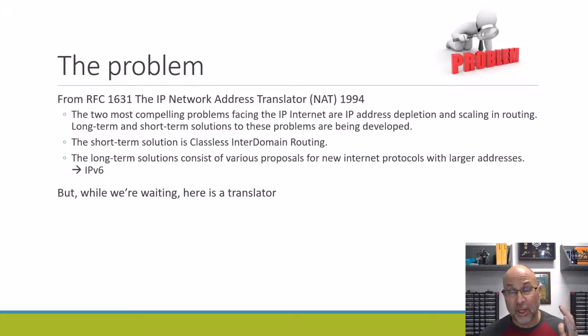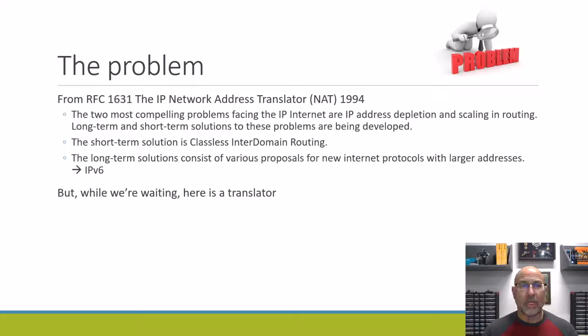The first graphical browser comes along in 1994, Netscape, and we can see everybody's coming to the party, as Jeff Goldblum would say. So, the two most compelling problems facing the IPv4 based internet are IP address depletion, that means we're running out, and we're already out and have been out for years, and scaling in routing, right? Routing table growth.